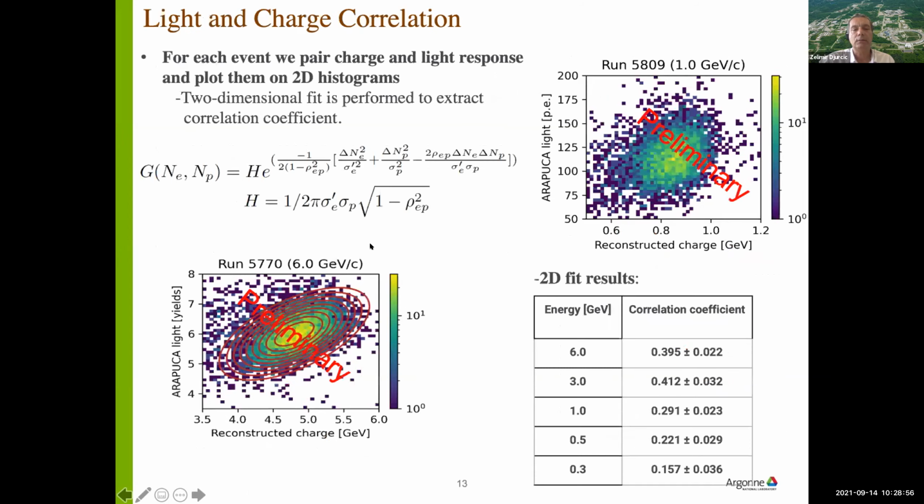And then on event by event basis, we pair charge and light responses in 2D histograms. So I have an example of 2, one for 6 GeV events, another one for 1 GeV events. We extract correlation coefficients here by 2-dimensional fit. And you can see if you go from lower to higher energies, this kind of increases. And it's always positive in terms of overall coefficient.